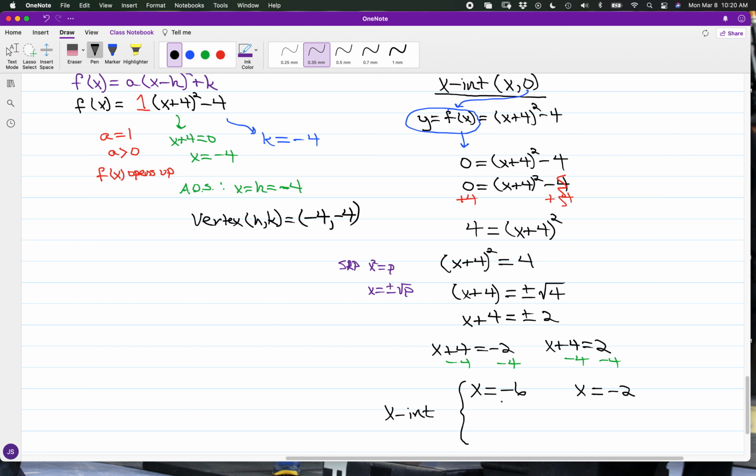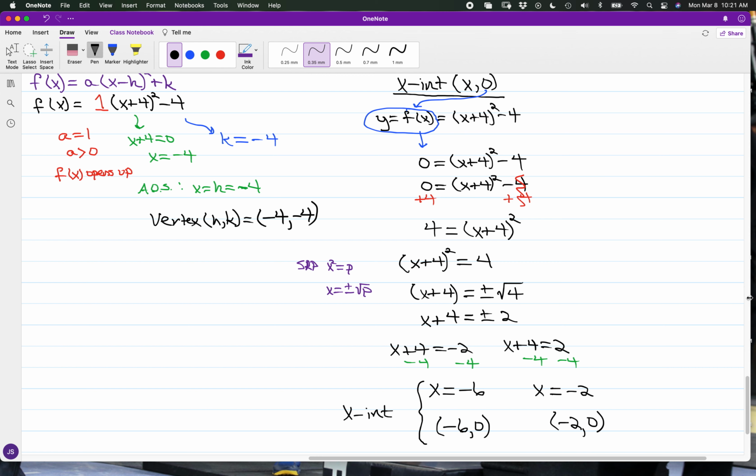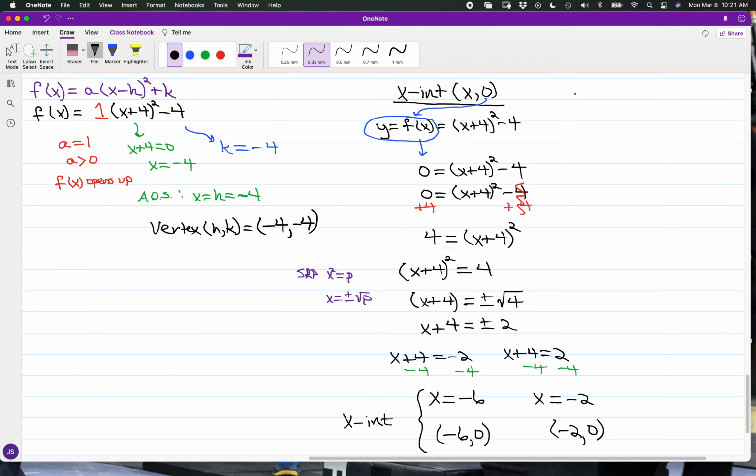And also in coordinate fashion, we have negative 6, 0, as well as negative 2, 0. And for the y-intercept, and for a lot of these problems with the vertex form, the y-intercept is probably going to be the easiest one to get to.